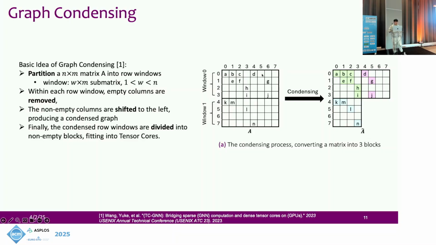For example, this is an empty column, and it should be removed. Then the non-empty columns are shifted to the left side, like this, producing more condensed graphs. And finally, the condensed row windows are divided into non-empty blocks fitting the sizes of tensor cores. So those blocks can be well fitted into a tensor core for further computation.